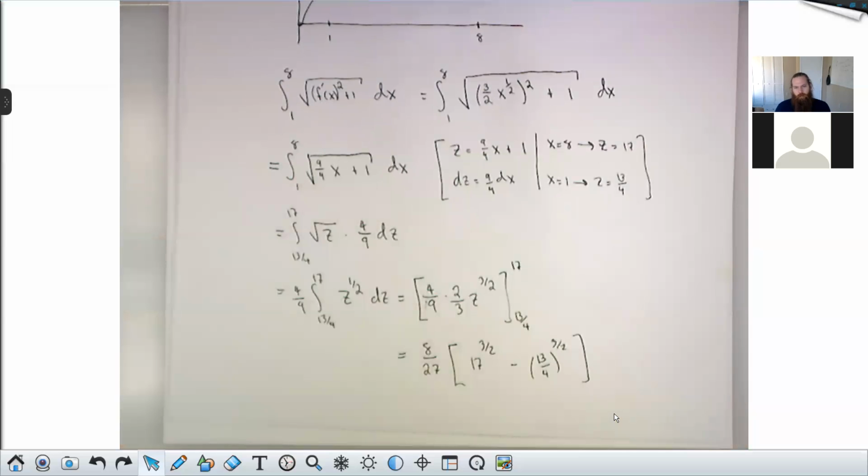17 is prime, so 17 to the 3/2 has no chance of cleaning up. 13/4 to the 3/2, you can clean it up just a little bit. The 3/2 power of 4 is not bad, that's 8. So that's 13 to the 3/2 divided by 8, but I don't think that really makes it any less opaque. I don't think that makes it any easier to see what the value of this thing is. So I would say, just leave it here.